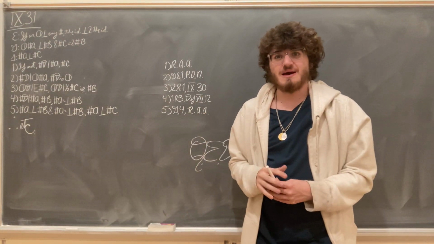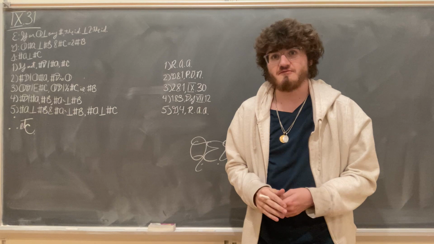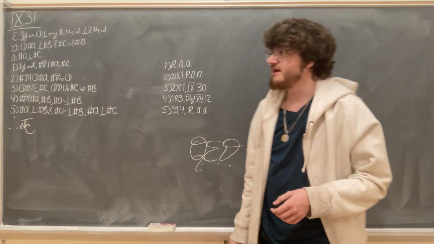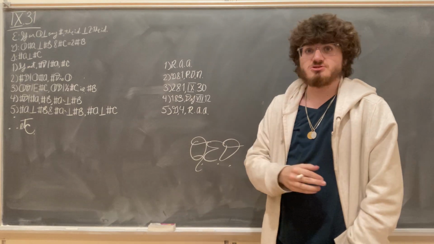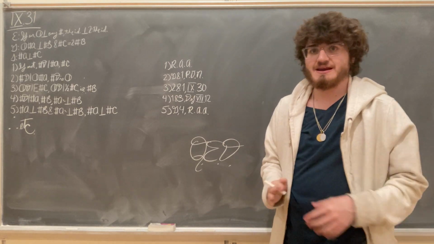Hello. This will be a demonstration of Proposition 31 from Book 9 of Euclid's Elements, which says that if an odd number is prime to any number, it is also prime to twice that number.